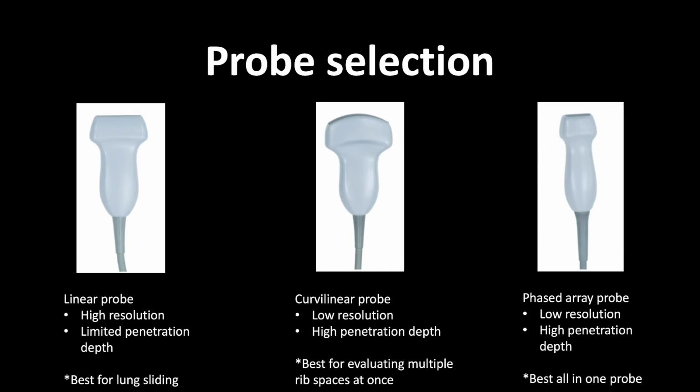I find the phased array probe to be the best all-in-one probe, and I personally start with this probe using the abdominal preset to perform lung ultrasound. If I want to better assess the pleural line, I will switch to the linear probe. On the other hand, if I want to assess multiple rib spaces or have a wider view, I will switch to the curvilinear probe. Again, there is no right or wrong choice, just know the pros and cons of each probe that you're using.